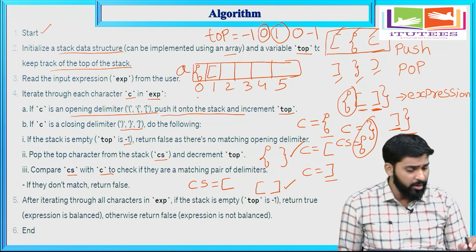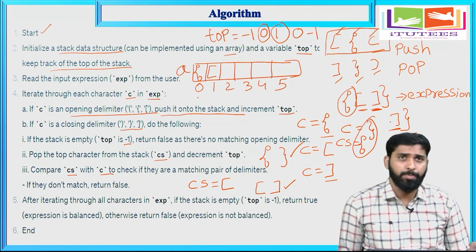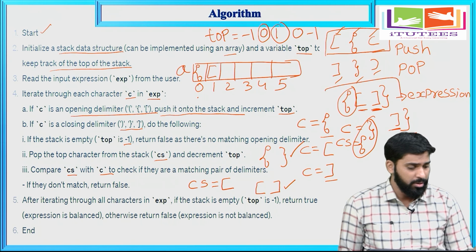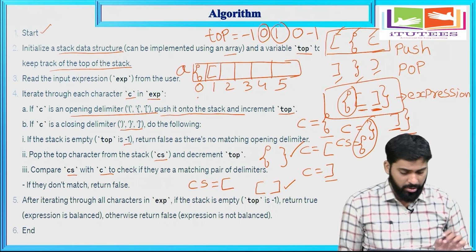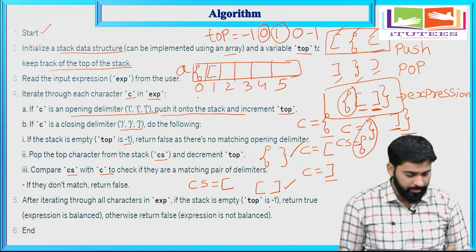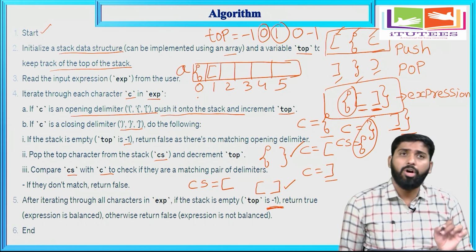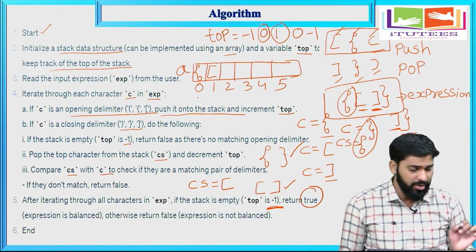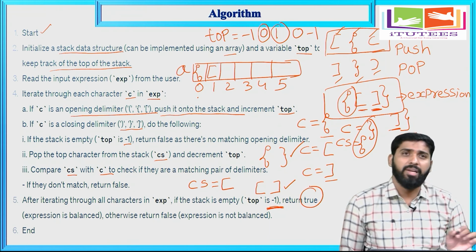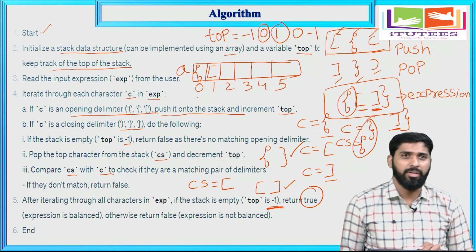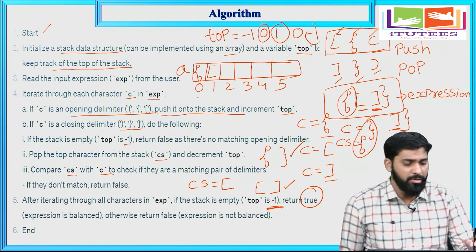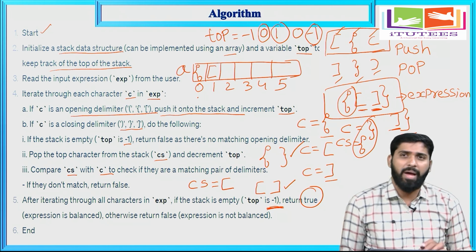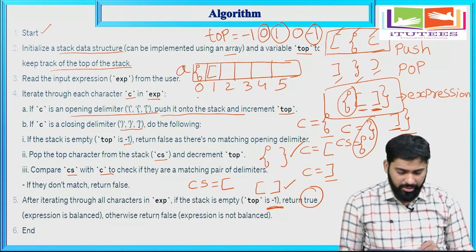Now we have iterated all the characters in the expression. So this is the expression. Now you check the top value. If top value is -1, then we assume that the expression is balanced. So we return true here. Okay. Now you check what is the top value? The top value is -1. So it is balanced. Otherwise, we return false.